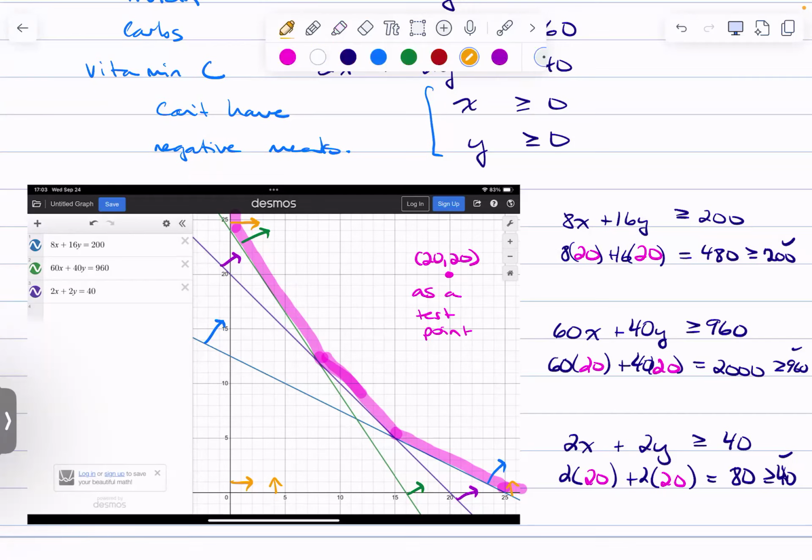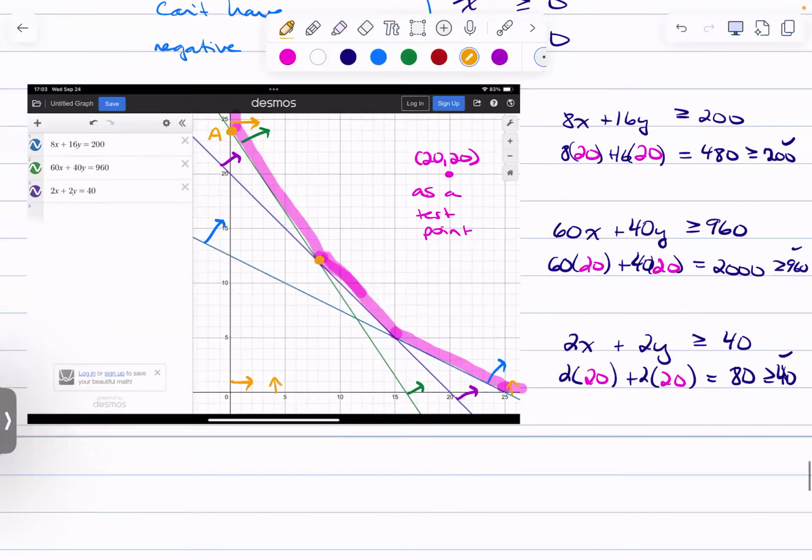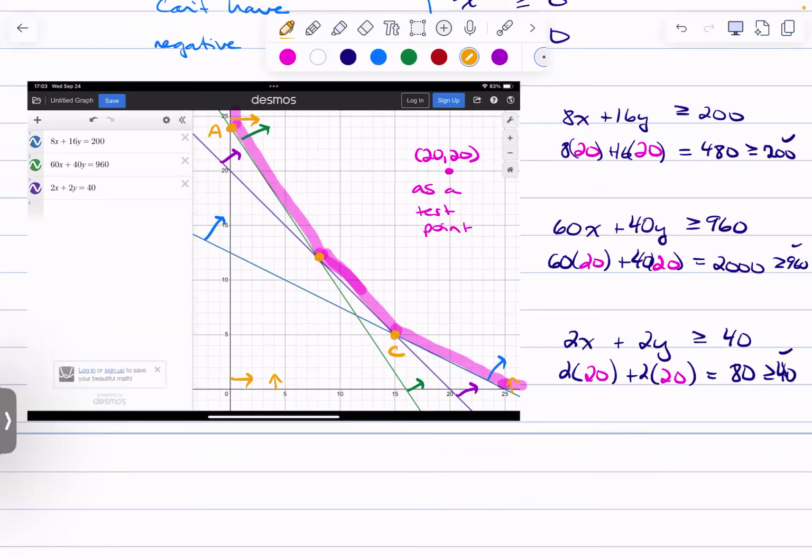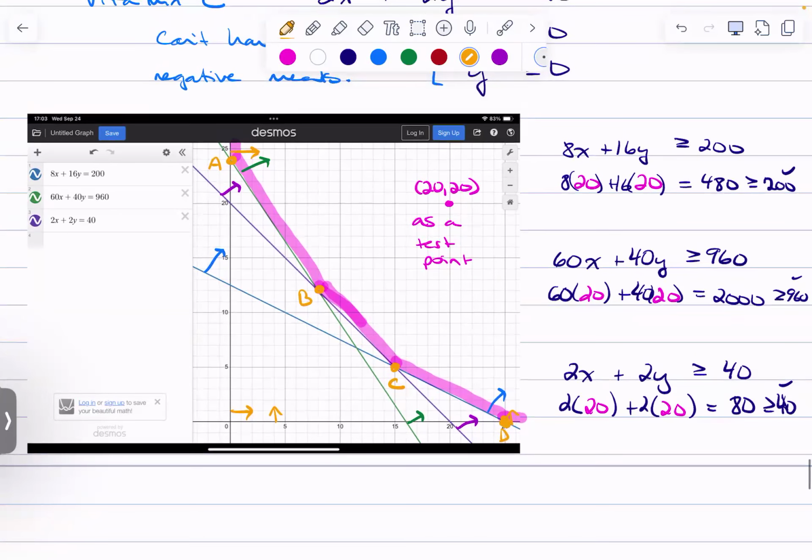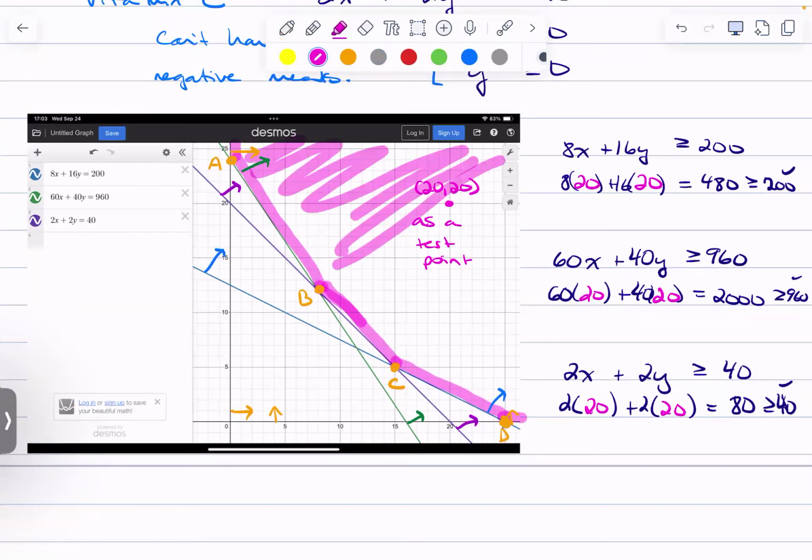So now I'm going to start at the top and work my way down by labeling them. Call this A, B, C, and D. And, of course, the feasible set goes all the way out here.